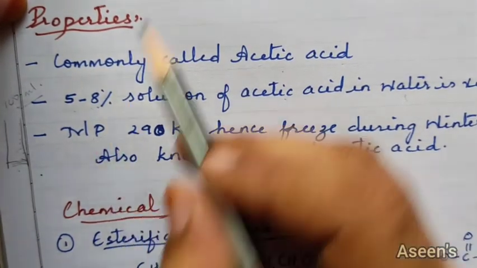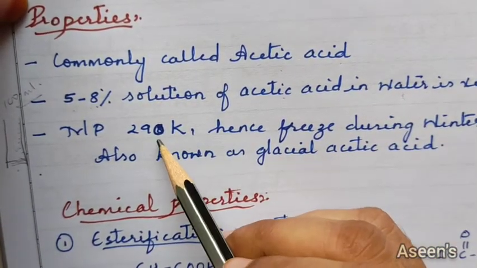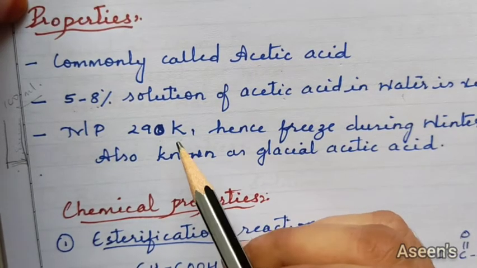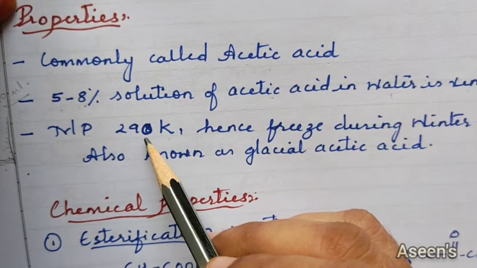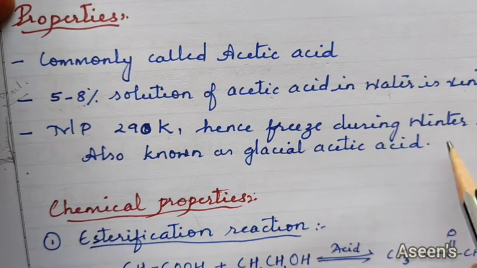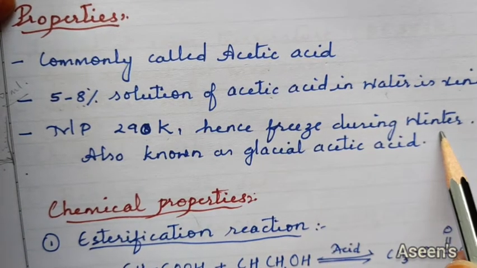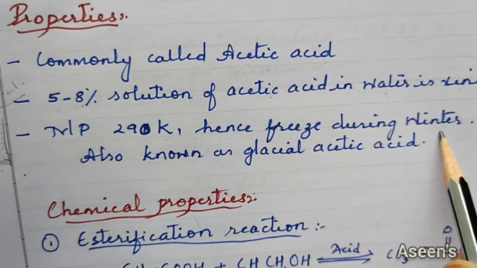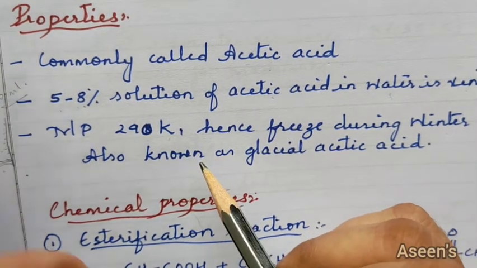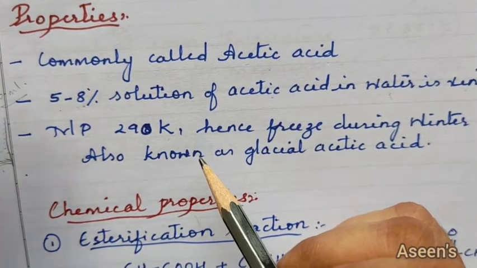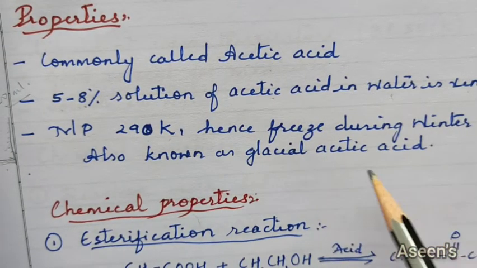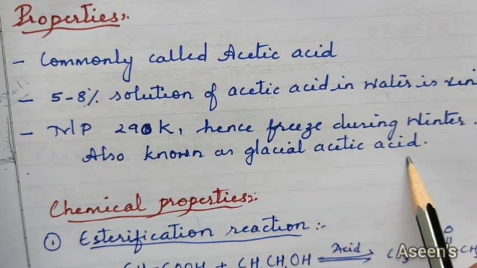Next, the melting point of ethanoic acid is 290 Kelvin. So its melting point is very low, hence it freezes during winter. During the winter season or in colder climates, in places where the climate is very cold, this acetic acid is frozen. It's going to freeze inside. This is the reason why it's also known as glacial acetic acid.